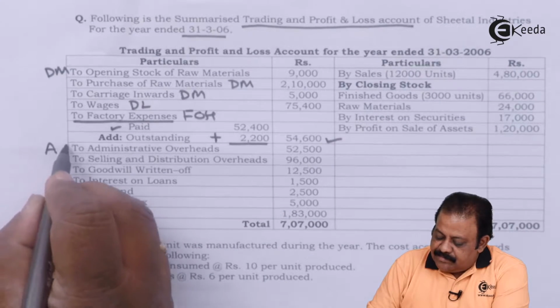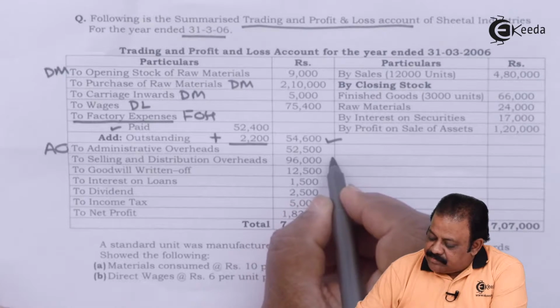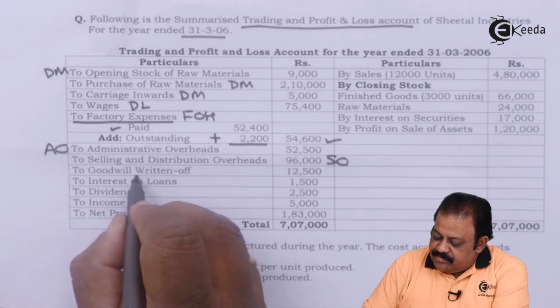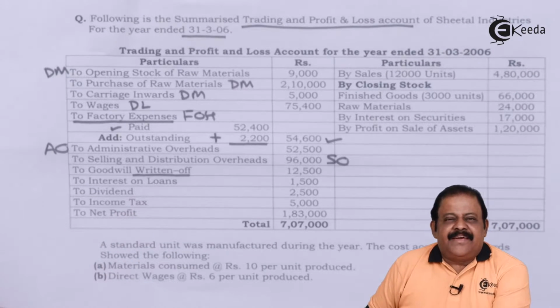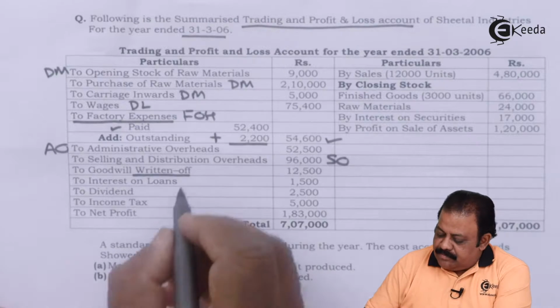Administration overheads 52,500. Selling and distribution overheads 96,000. Goodwill written off. Any written off item is recorded in financial book only. It is not recorded in cost book.